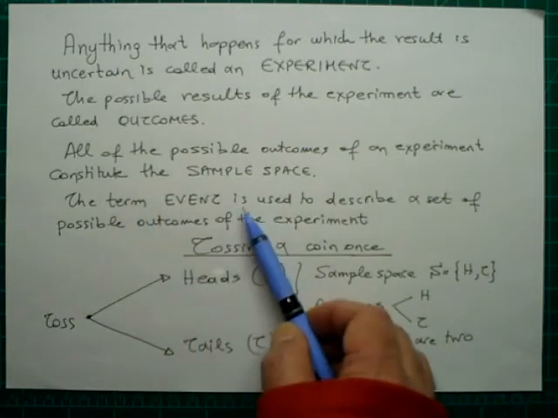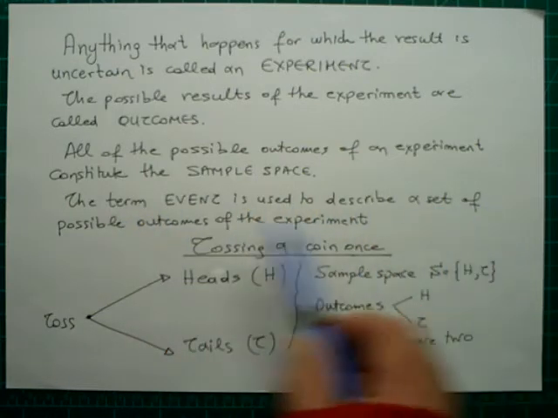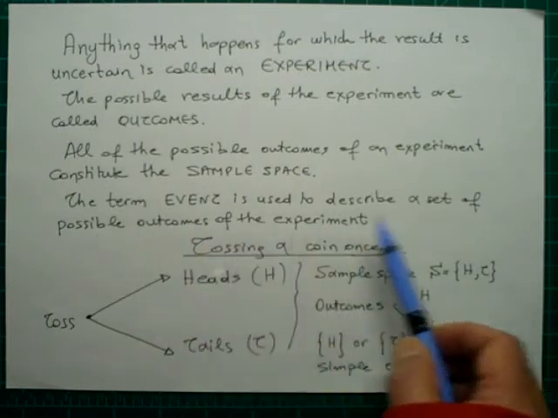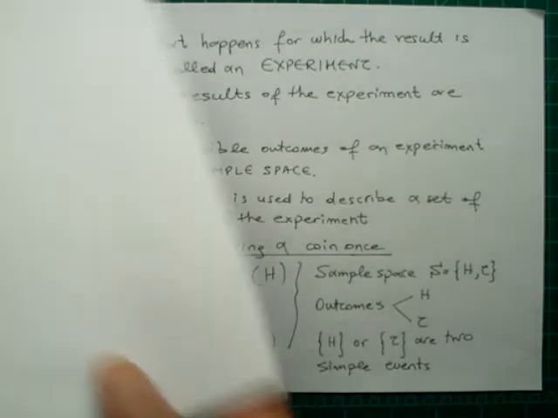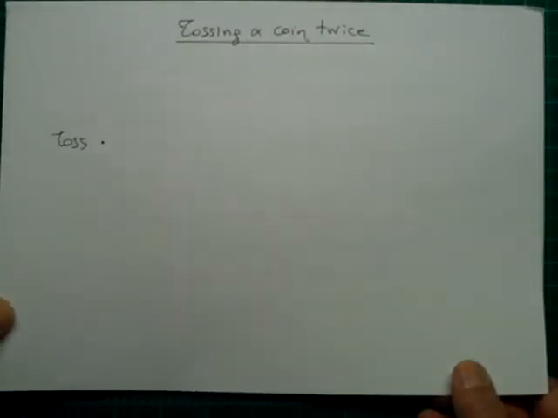The term event is used to describe a set of possible outcomes of the experiment. So this set H, which has a single element, and T are two simple events because they contain one single element. Now, let's get to another experiment of tossing the coin twice.